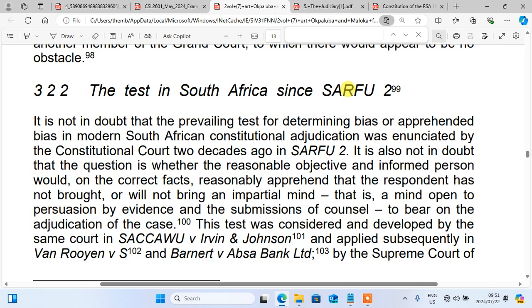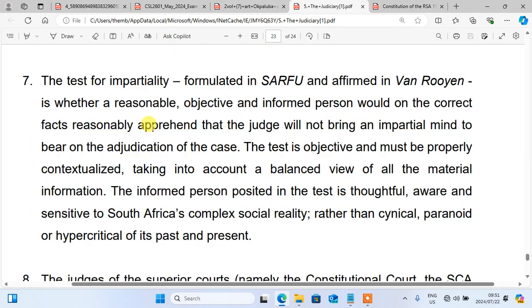And now we look at the test that was applied in the Safru case to determine whether the judge was biased or impartial. The test which was formulated, which was affirmed by this case of Van Rooyen, is whether a reasonable, objective and informed person would, on the correct facts, reasonably apprehend that the judge will not bring an impartial mind to bear on the adjudication of the case.